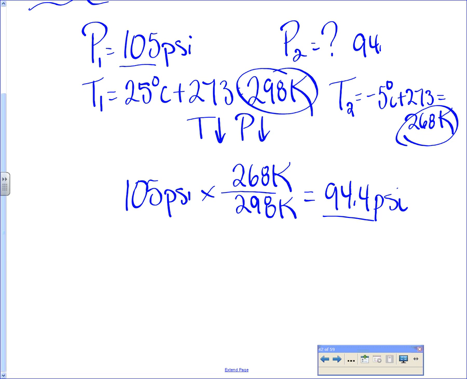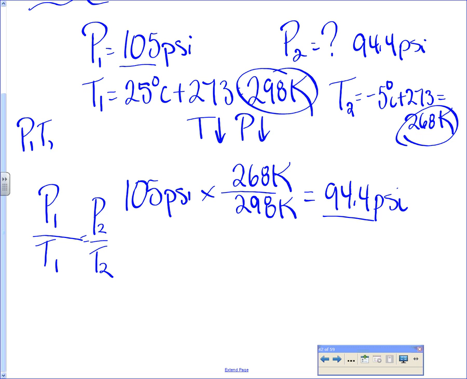Now, I could have worked this problem another way. I could have used the formula. The formula, when temperature and pressure are related, is P1 over T1, because it's direct, equals P2 over T2. An easier one to work is to actually move the temperatures: P1 T2 equals P2 T1. We would plug in everything and just solve for P2. And you can work it that way.